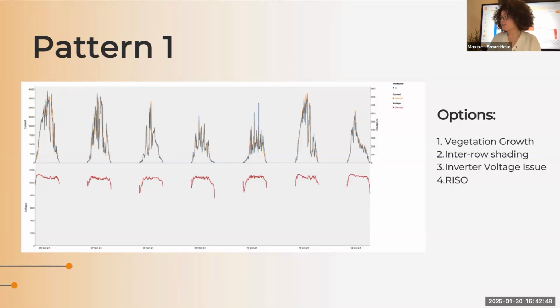So this is the first pattern. The blue dotted line is the irradiance. The orange curve shows the current of the faulty inverter. The red curve shows the voltage. And all of that is DC side data. Now let me launch the first poll and let's see who is able to identify which fault it is. So let's get it started. We'll wait for around 20 seconds. You will get to see whether this plot is from vegetation growth, interrow shading, inverter voltage issue, or ISO. Let's see. I know that we did not start with the easiest one, so I'm curious to see the results.